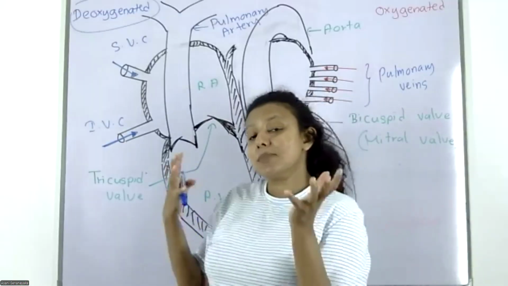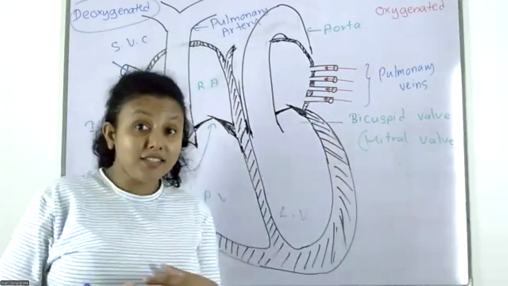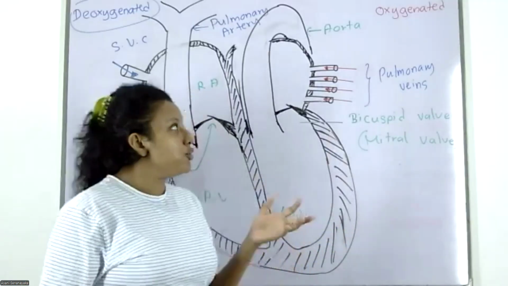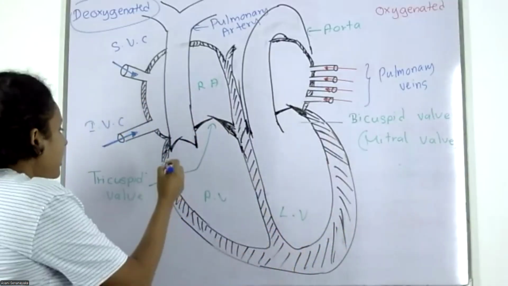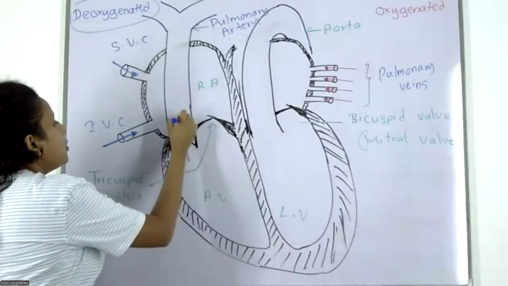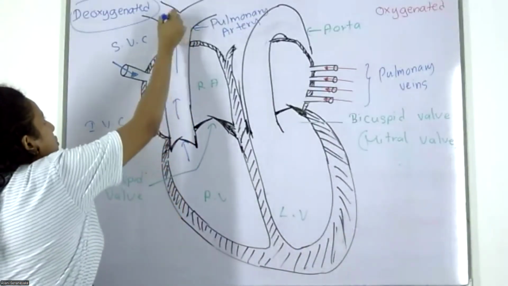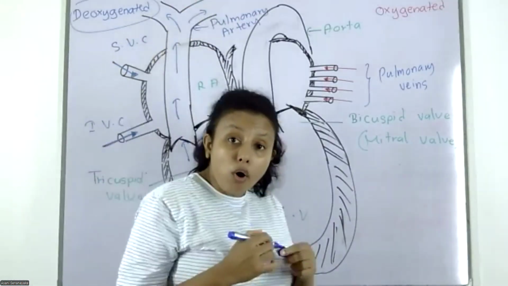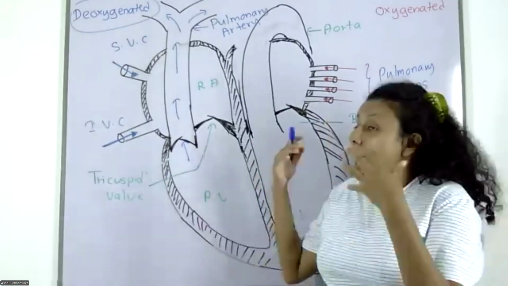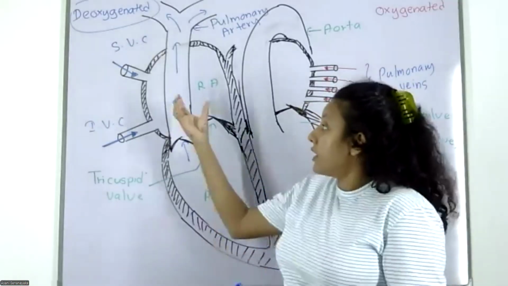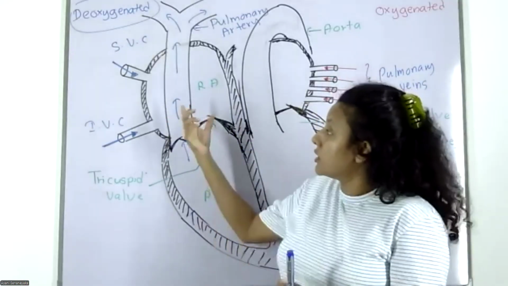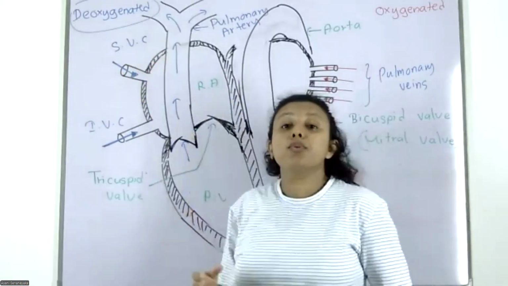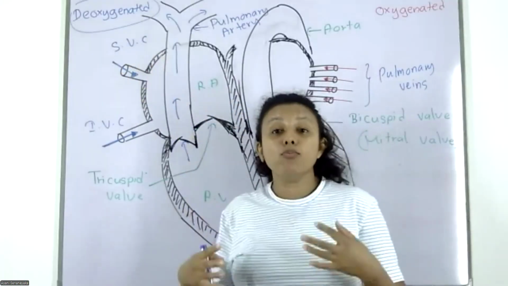Why does this pulmonary artery send the blood to the lungs? Because lungs have more oxygen. Now you know this blood is deoxygenated blood, blue color blood. Why do we use blue? Because the blood is deoxygenated. To get more oxygen, this deoxygenated blood is sent to the lungs, because lungs have more oxygen.